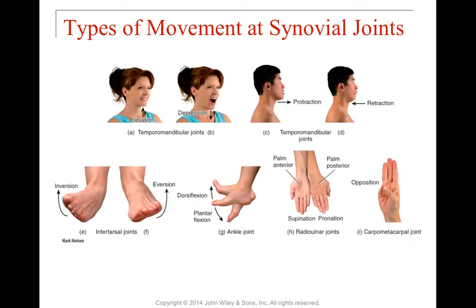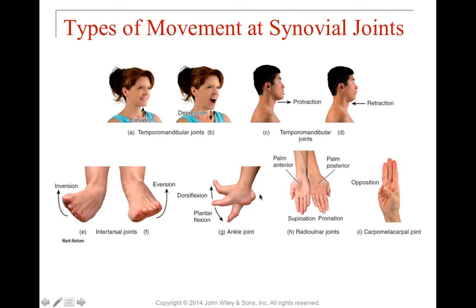At the temporomandibular joint, which is our mouth joint, right, we can have elevation and depression, so we can have it raised or lowered, and we can also have protraction and retraction. We can push it forward and pull it backward. This is very important for the process of chewing and for speech and swallowing.